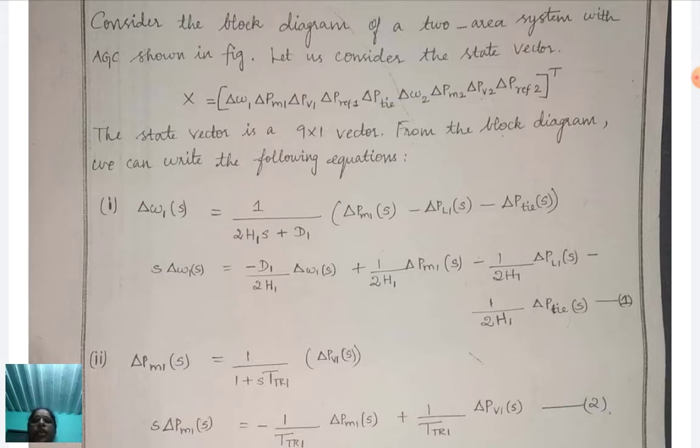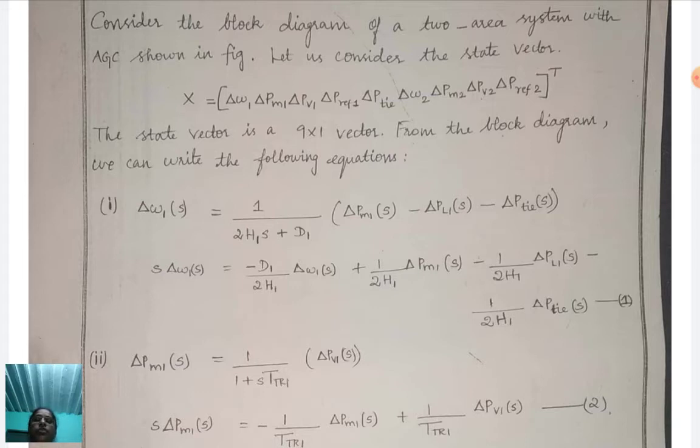Okay, del omega 1 is the angular speed for area 1. Del pm1 is the mechanical power for area 1. Del pv1 is the valve power of area 1. Del p reference 1 is the reference input of the speed changer of area 1. Del p tie is the tie line power for area 1. You already know del means small changes.